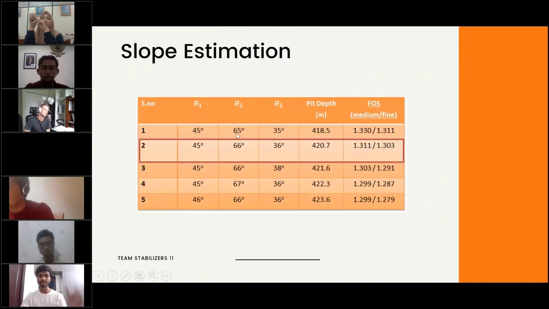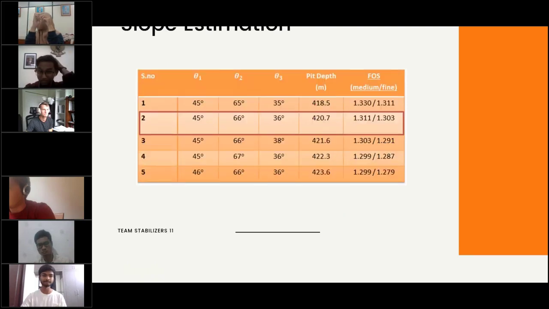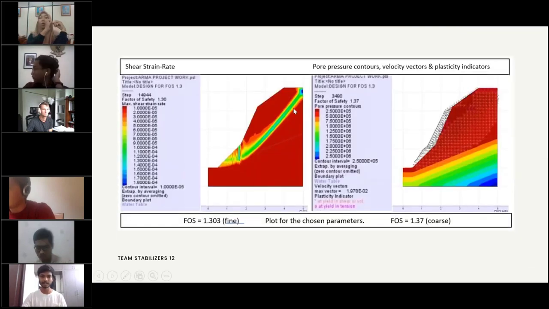Starting with the previous value that we took there, as we added the phreatic surface, it decreased from 1.35 to these values. And this is the slope angle values that we finalized because the fine mesh gives us an FOS of 1.303. This was a plot for this, showing the maximum shear strain line.